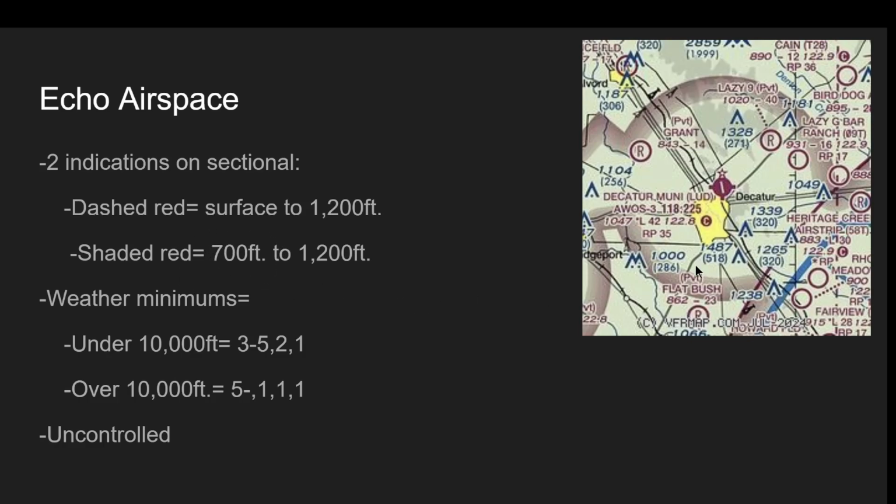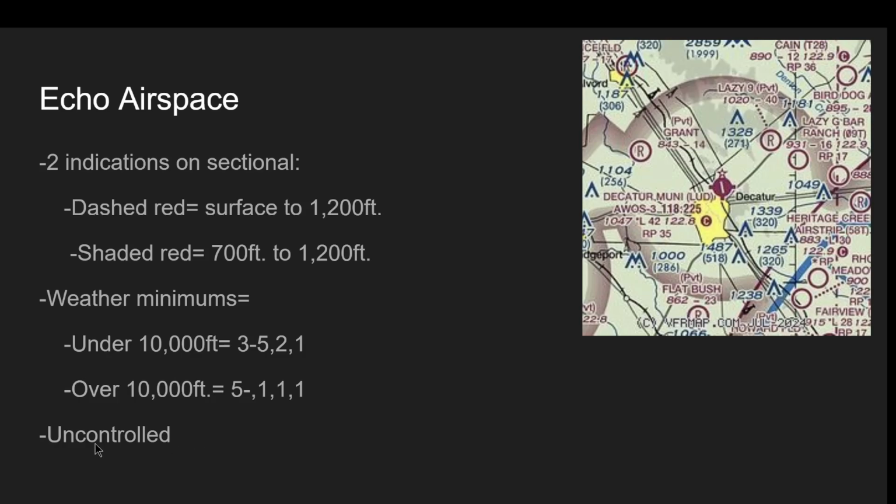But yep, this is Decatur Municipal. This is where I fly. A lot of fun. Weather minimums under 10,000 feet is 3-5-2-1, and over 10,000 feet is 5-1-1-1. And here's the rule on that. It's 5 statute miles visibility, 1,000 feet above, 1,000 feet below, and 1 nautical mile horizontally. So you need to know that.